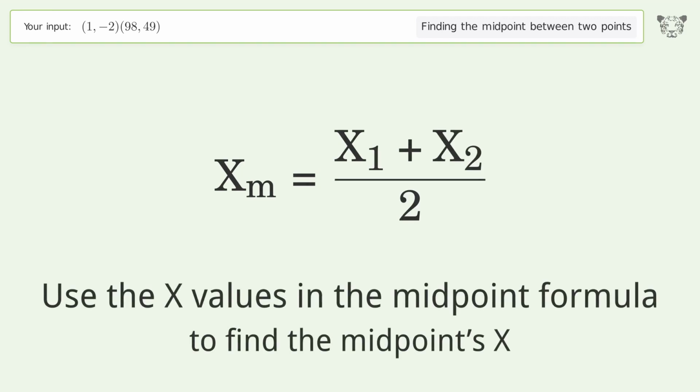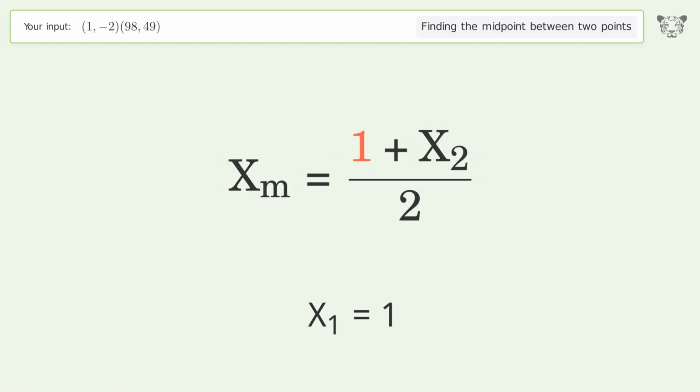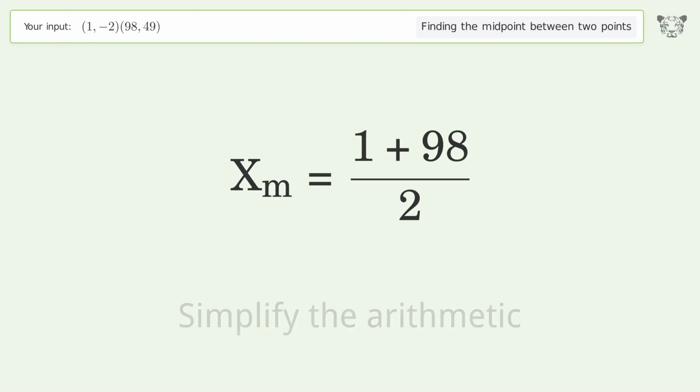Use the x values in the midpoint formula to find the midpoint's x. x1 equals 1. x2 equals 98. Simplify the arithmetic.